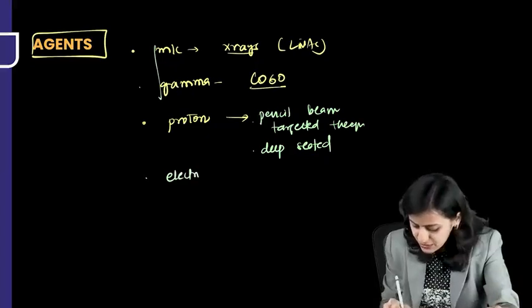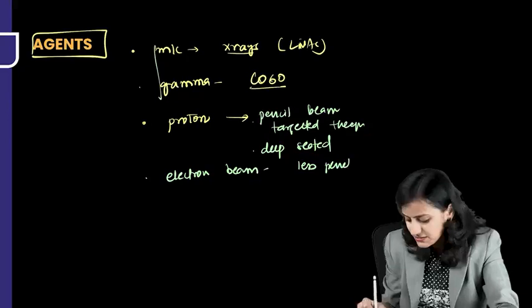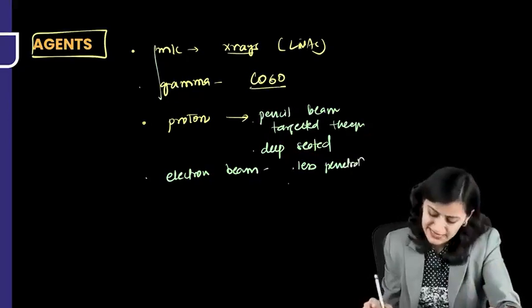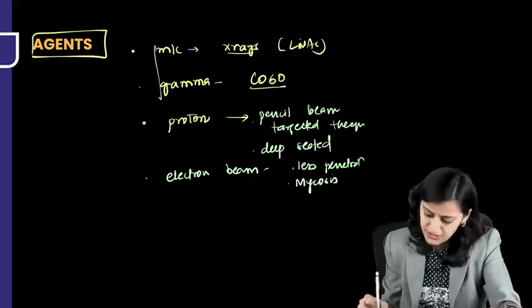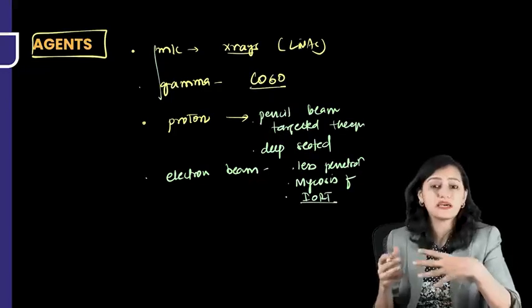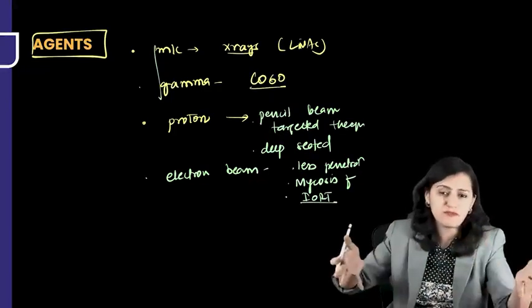Another thing that can be used is the electron beam. This electron beam has less penetration as compared to the rest. So it is used for superficial tumors like skin cancers, like mycosis fungoides. It is used for intraoperative radiotherapy. In intraoperative radiotherapy, the tumor becomes superficial because we have opened up.